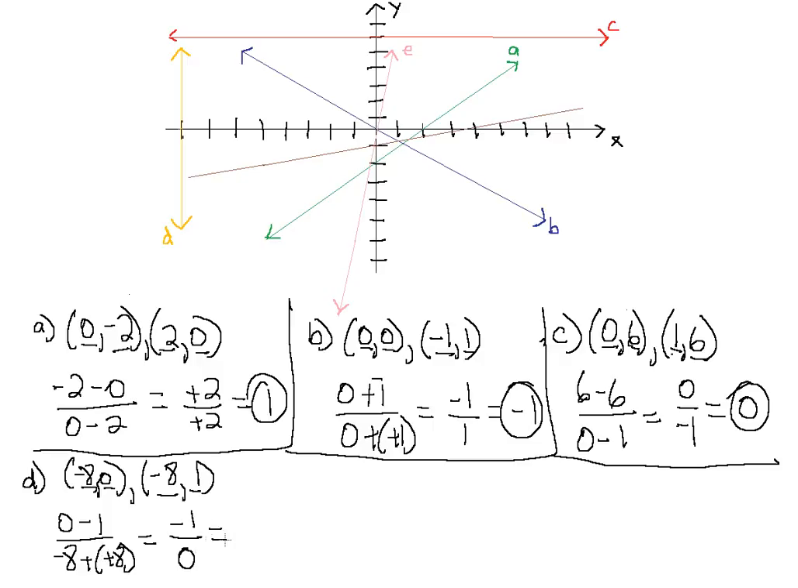Okay, and we know that when we have 0 in the denominator, that's not a slope of 0. That's called an undefined slope, or an infinite slope. Okay, so this is indeed a vertical line. Let's do E. E is this pink line here.